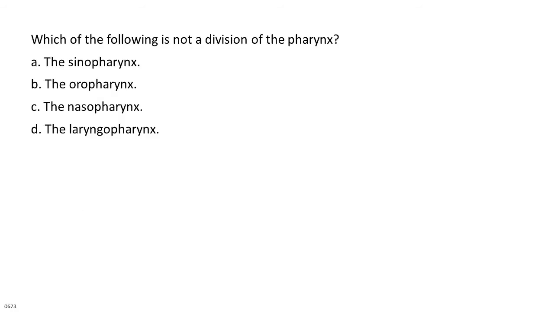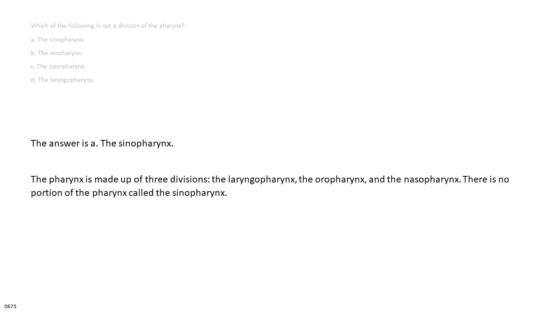Which of the following is not a division of the pharynx? A. The sonopharynx. B. The oropharynx. C. The nasopharynx. D. The laryngopharynx. The answer is A. The sonopharynx.